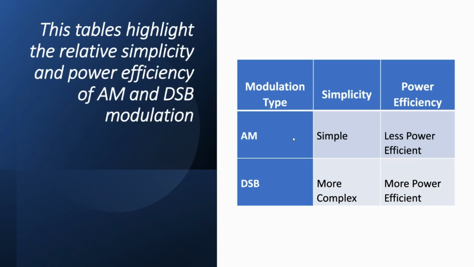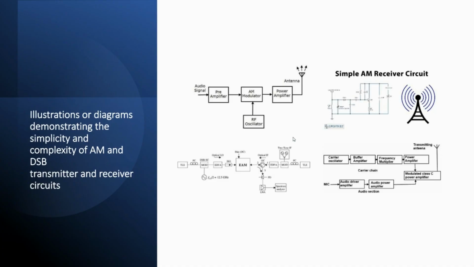This table sums up the simplicity and power efficiency of AM and DSB modulation. Thus, we can conclude that AM is simpler but less power efficient, whereas DSB is more complex and more power efficient. These are some visual representations of the simplicity and complexity of AM and DSB transmission circuits.